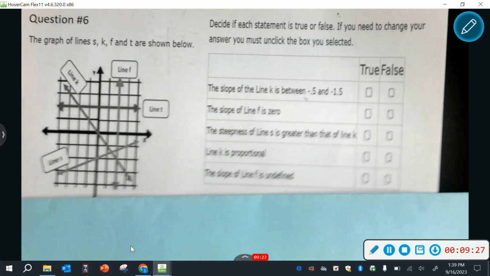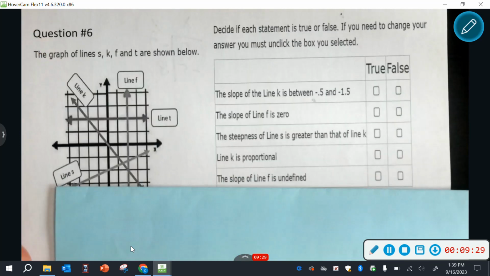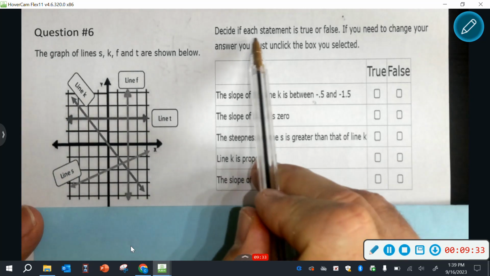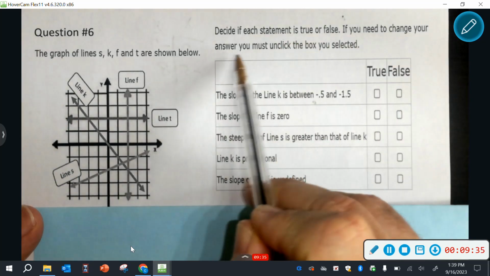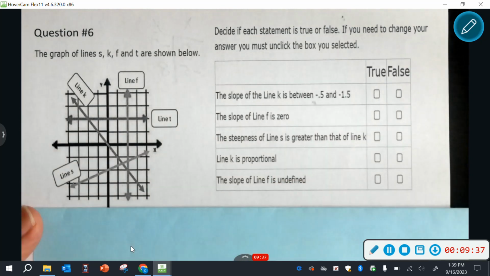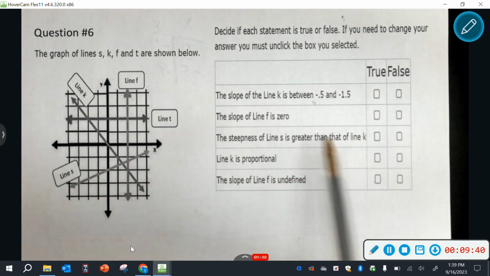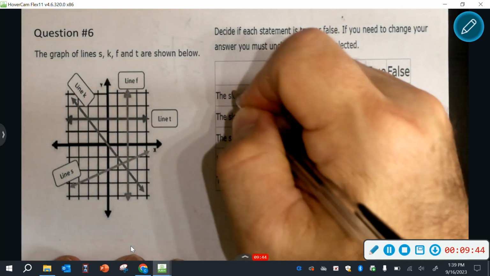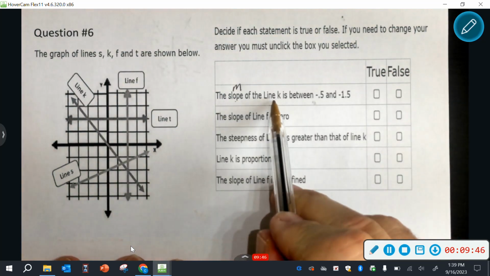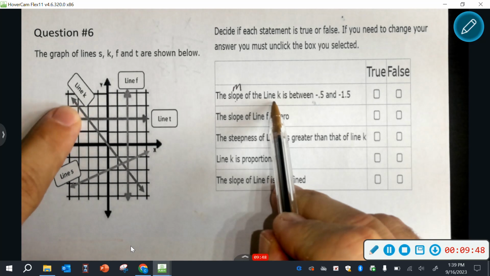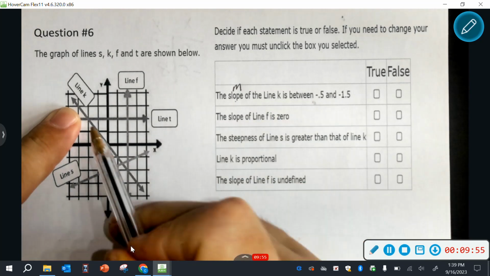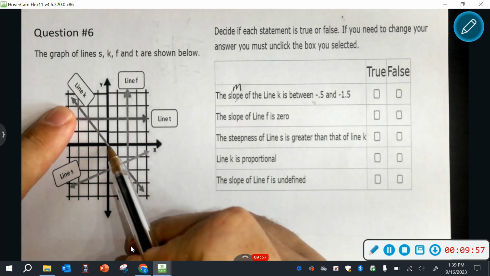Alright, now let's go to question 6. Okay, question 6. It says, decide if each statement is true or false. If you need to change your answer, you must click the box you selected. So we just need to know which one of these are true or false. So let's look at the first one. It says the slope of line K, okay, this is line K. Notice line K is between -5 and -1.5. So look, line K goes through the origin.